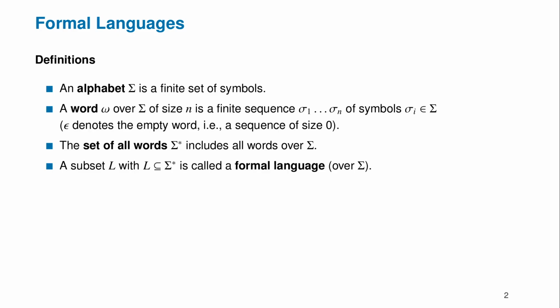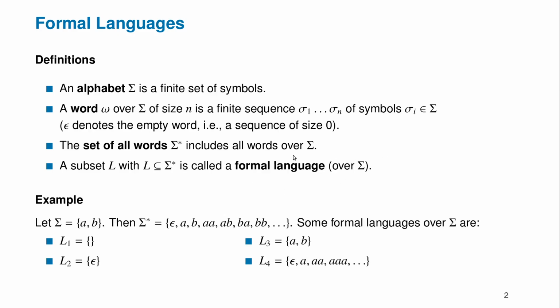And we are not usually interested in the set of all words, but in a subset. And the subset we are interested in is called a formal language over sigma. Yeah? And here I have some examples. Assume we have an alphabet that consists of the symbols A and B. Then sigma star is epsilon, A, B, AA, AB, BA, BB, and so on. So we have an infinite amount of words.